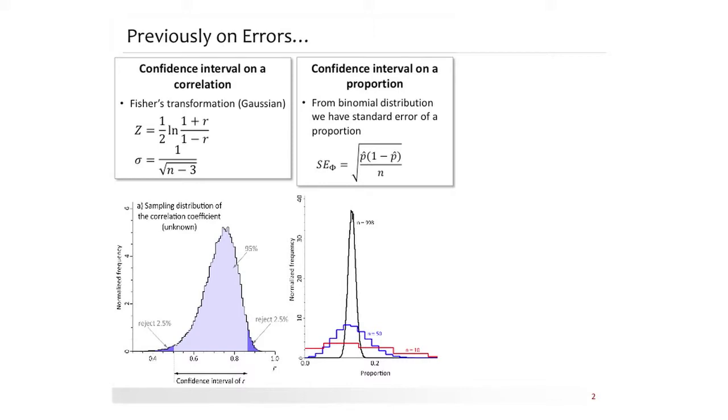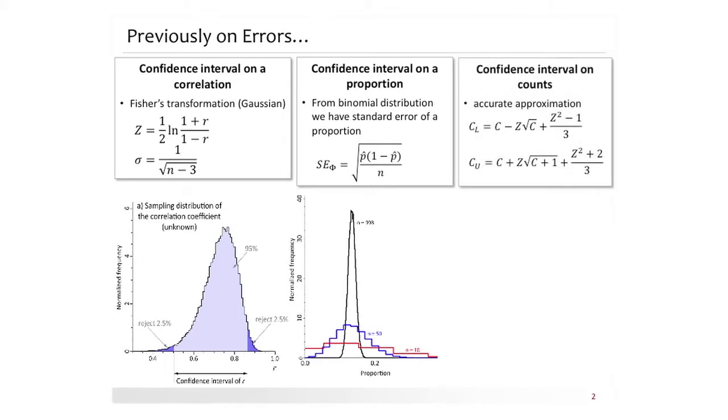For proportion, the approach is slightly different, but we still use a sampling distribution of proportion, which turns out to be a binomial distribution, and then we can use this, which is a standard error of a proportion. This works all right when your proportion is not very small, not very large, and when your n is quite big. But if you have small proportion or large proportion, then this doesn't work very well. And I gave you equations to do some corrections which make this work. But these corrections are still based on the standard error of a proportion.